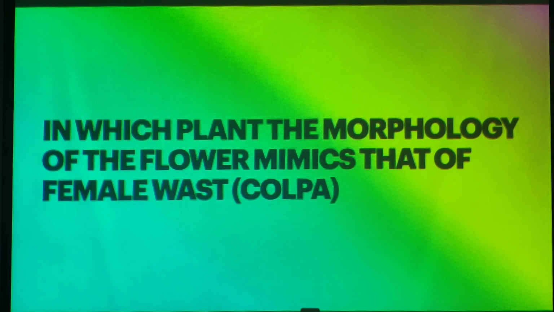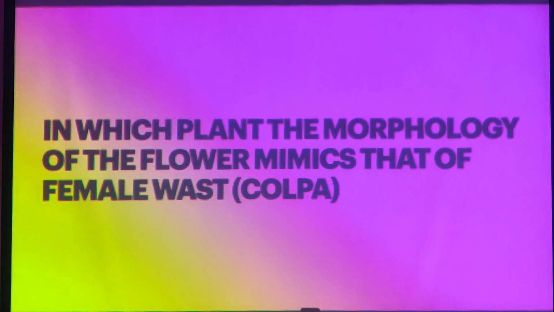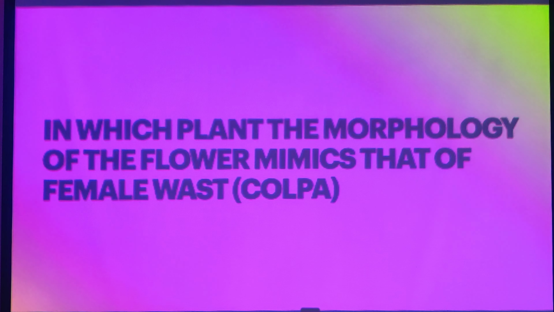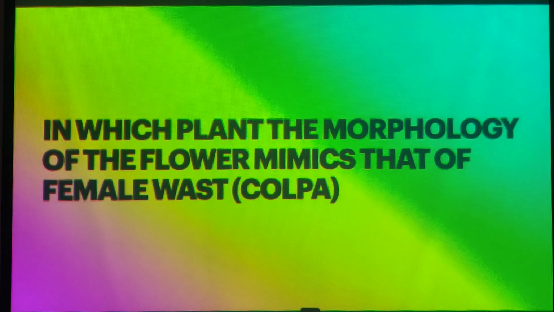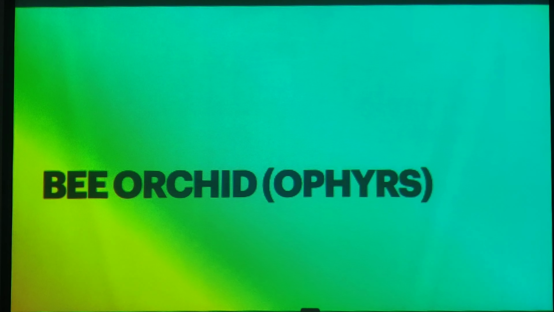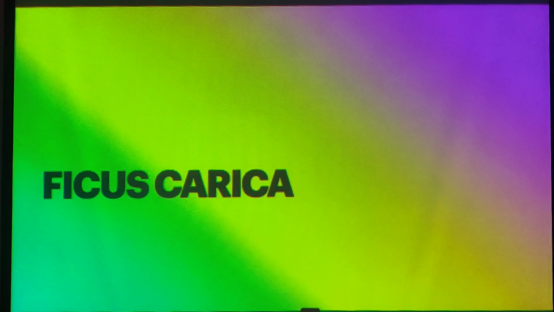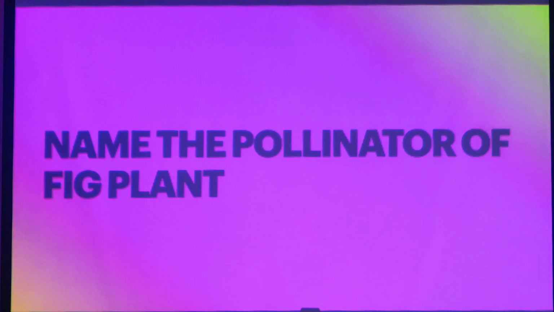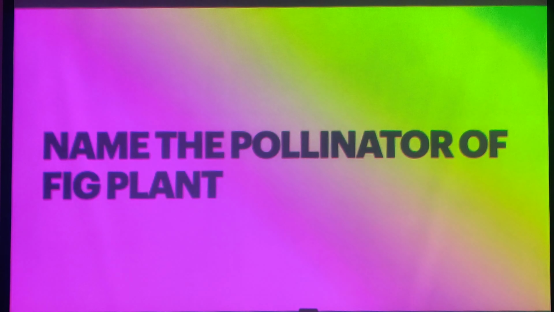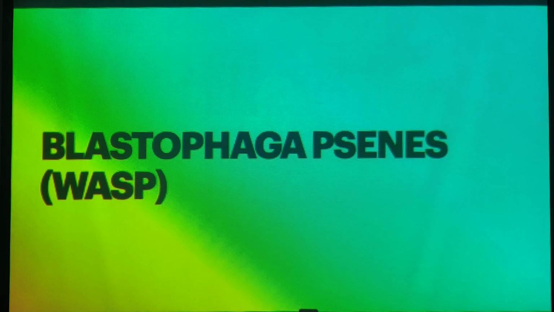Amorphophallus. In which plant does the morphology of the flower mimic that of a female wasp? Bee orchid, that is Ophrys. Botanical name for fig is Ficus carica. Name the pollinator of fig plant. Blastophaga psenes, wasp.